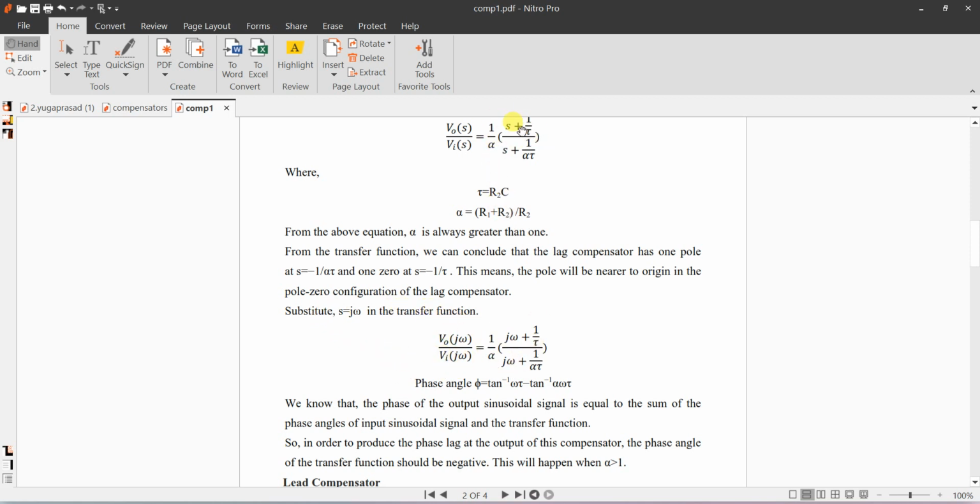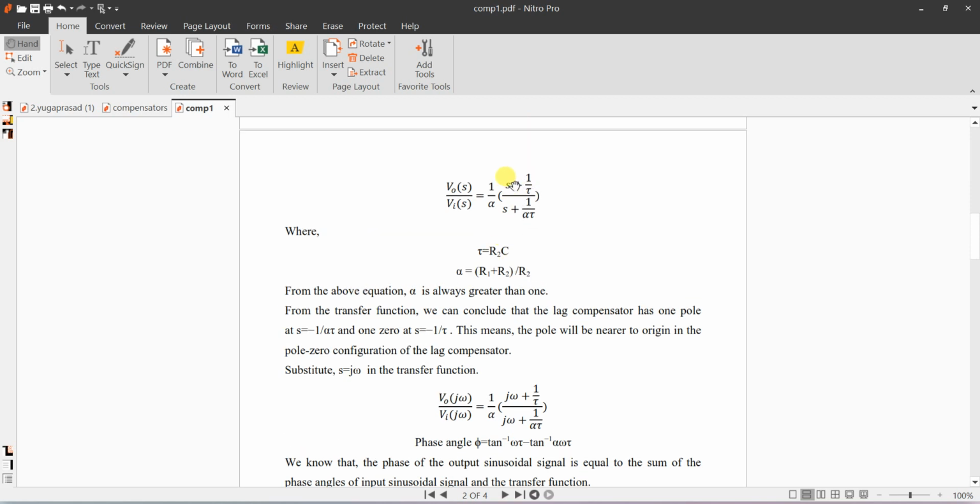From this transfer function, you have to understand that in the numerator we have S plus 1 by tau. So the lag compensator has one zero at minus 1 by tau, and in the denominator we have S plus 1 by alpha tau, so one pole at minus 1 by alpha tau.